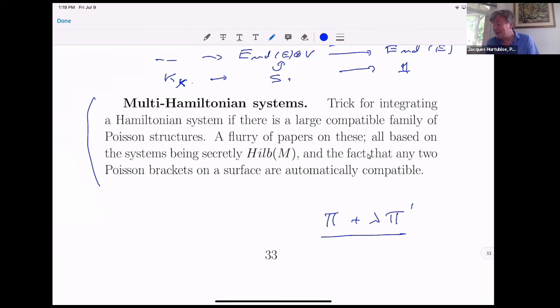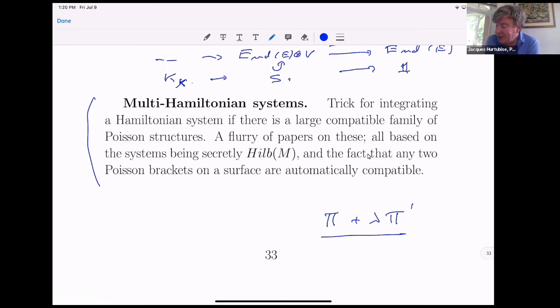And for the same reason, basically, the Poisson structures in 2 dimensions, they're all Poisson structures, basically. So there's no equation to satisfy. So if your system is secretly the symmetric product of a surface, and you take 2 of these surface symplectic structures and take a combination, those symmetric products are also, the Poisson structures are going to be compatible.